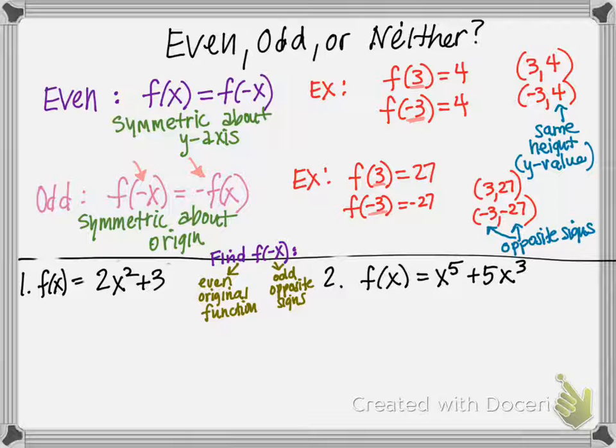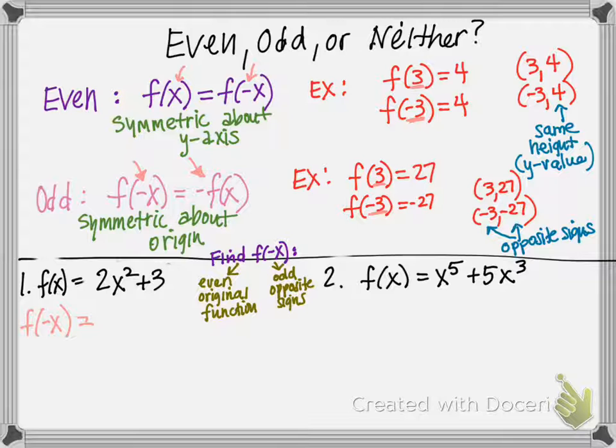If you plug in negative x and you get the original function, so if I plug in negative x and my answer is the exact same function, then this function is even. And the reason is, if you plug in negative x, you get the exact same original function, right?